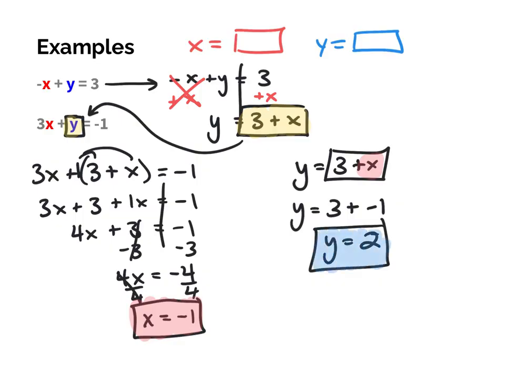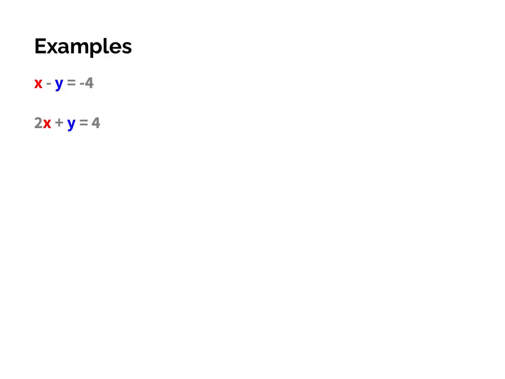Y is going to be equal to 2. So as a point again, this would be negative 1 comma 2. And it all goes back to graphing, where that would be the point where these two lines intersect, my value of x and y.